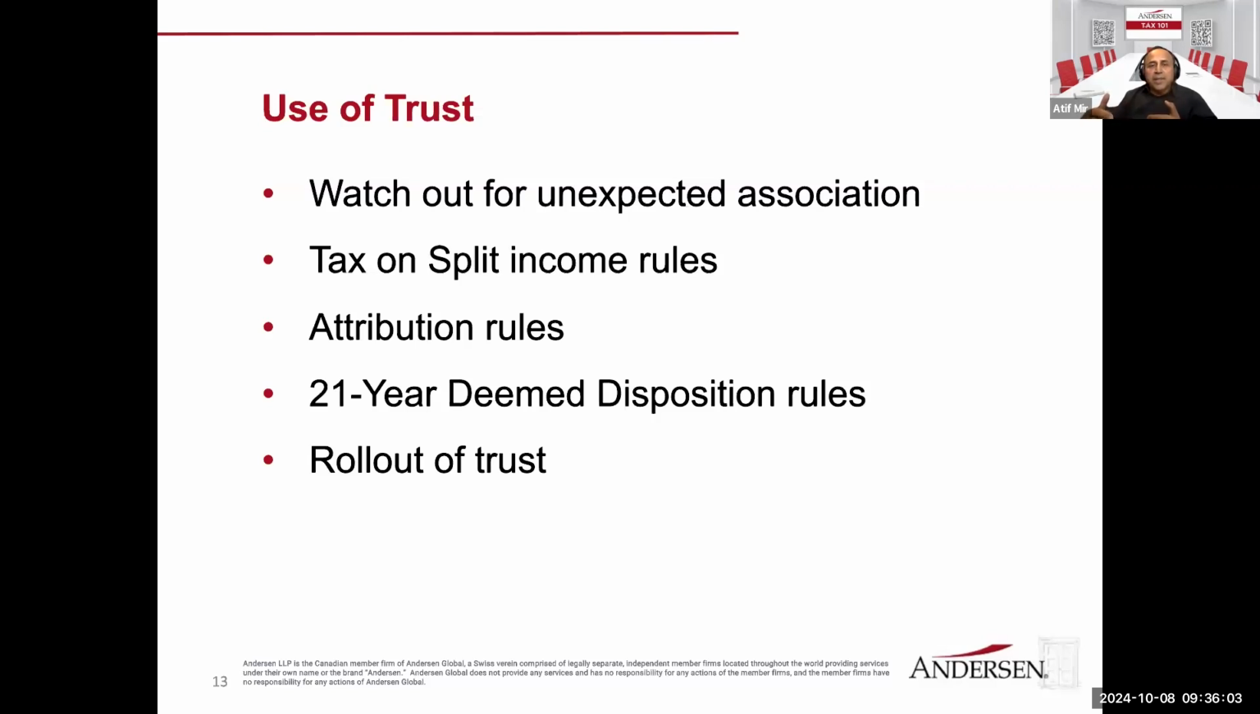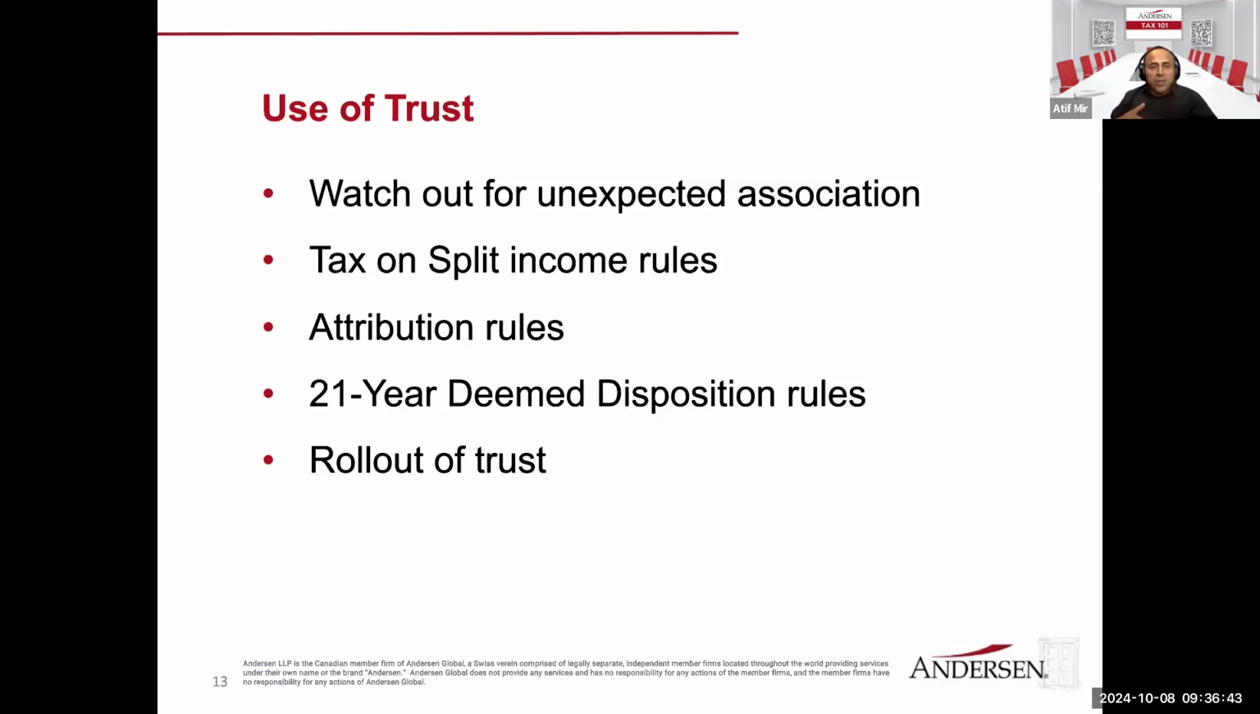And suddenly, what that does is that it can trigger association rules, and now you will have to share the business that is owned by a corporation, by a trust, and the business that is owned by a beneficiary separately. They can become associated, and then you have to share the small business deduction, and you can lose significant tax savings. So watch out for unexpected association. When you're setting up beneficiaries, setting up a trust, and you have a business in place, watch out if there are any tax consequences there.